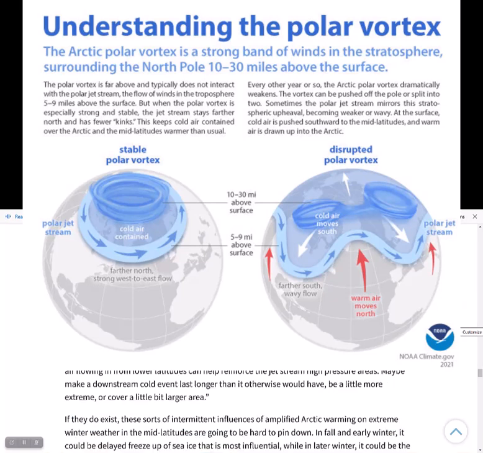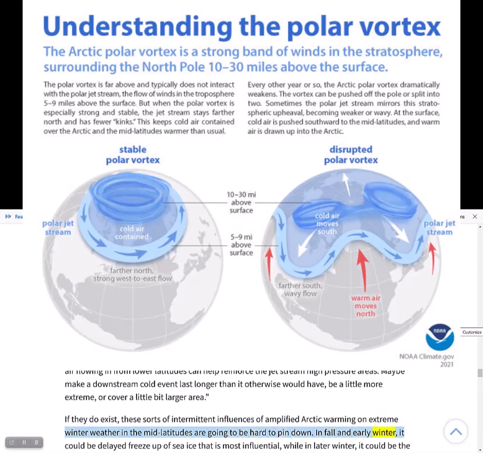So the lack of sea ice alone doesn't cause the events, said Overland, but once the background conditions are set up, the heat flux from the ice-free ocean to the atmosphere, along with warm air flowing in from lower latitudes, can help reinforce the jet stream high-pressure areas. Maybe make a downstream cold event last longer than it otherwise would have, be a little more extreme, or cover a little bit larger area. If they do exist, these sorts of intermittent influences of amplified Arctic warming on extreme winter weather in the mid-latitudes are going to be hard to pin down.